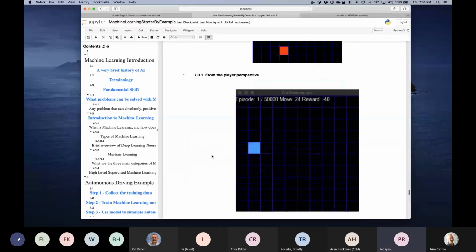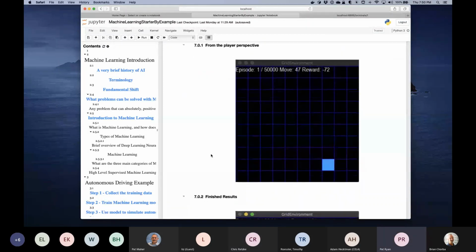So from the player's perspective, that's what it looks like. I'm showing a grid here with a blue dot that's running around. You don't see any other dots, but its job is to find where on that square is the green one, where on this grid or this game board is the red one, and stay away from that one.